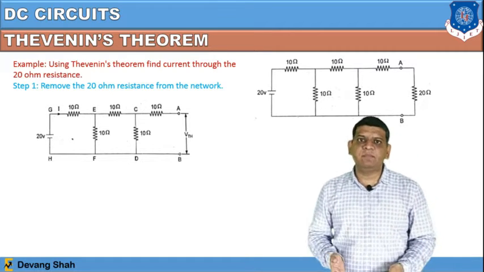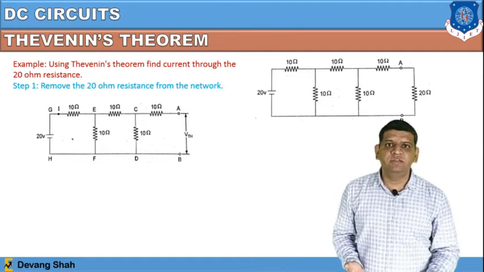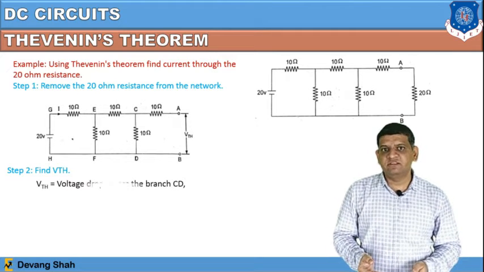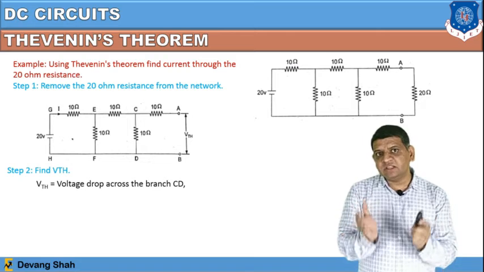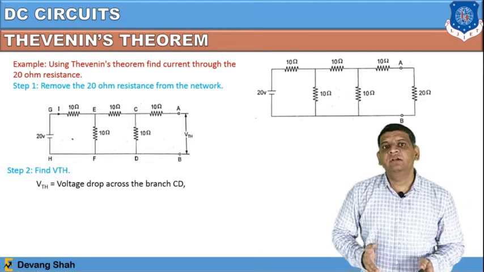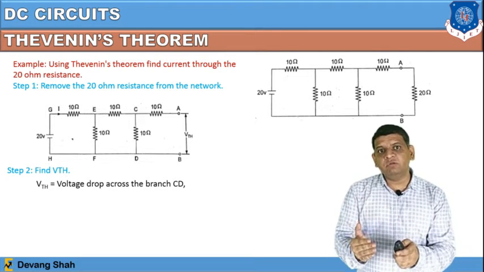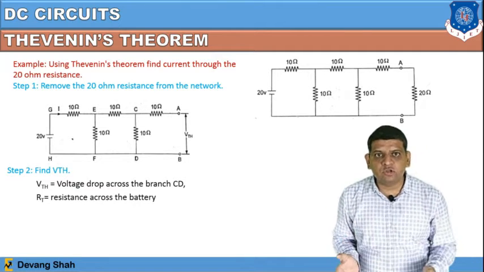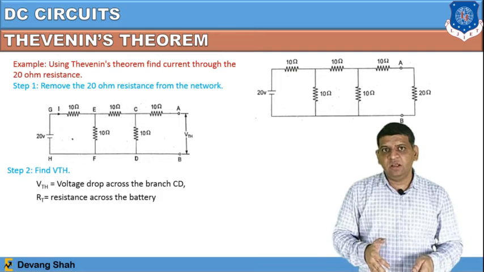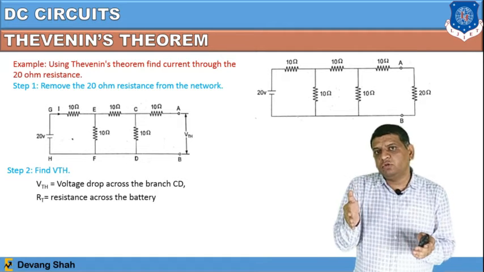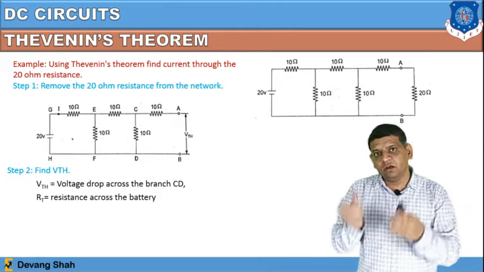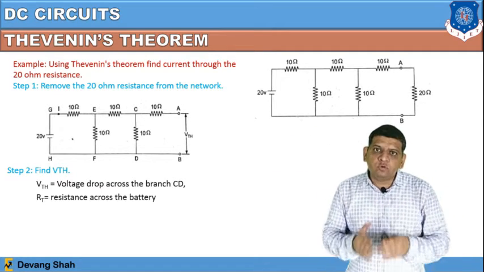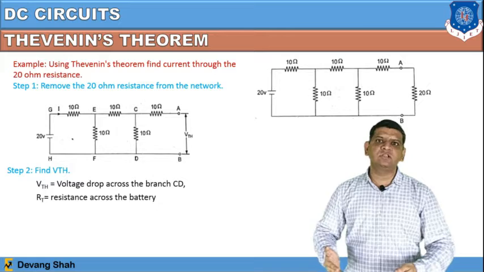So my next step number 2 is to find VTH. Once you find the VTH, you can see here that is the network. So ultimately VTH is nothing but the voltage drop across the 10 ohm resistance which is given between terminals C and D, right? So my next job is to find the voltage drop across the 10 ohm resistance. To find it, I have to find the current which is passing through the 10 ohm resistance, right? So I have to solve the complete rest of the network and find the total resistance of this rest of the network.